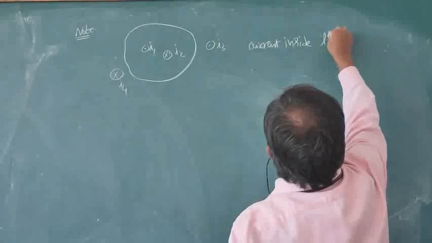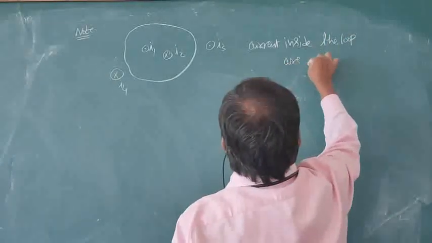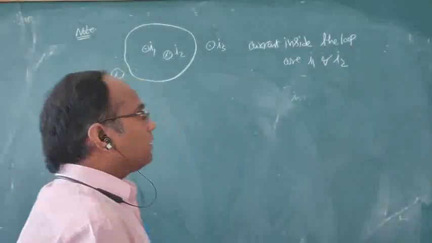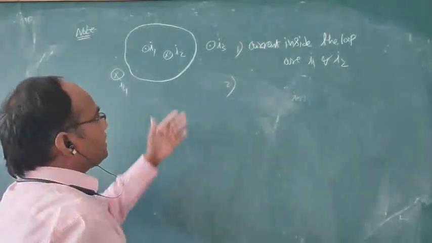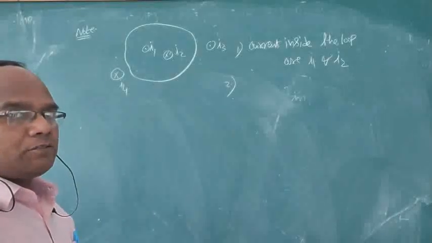Inside the loop are I1 as well as I2. This is the first one which we are doing. And outside the loop, not necessary. Why? Because we are studying about the current inside.